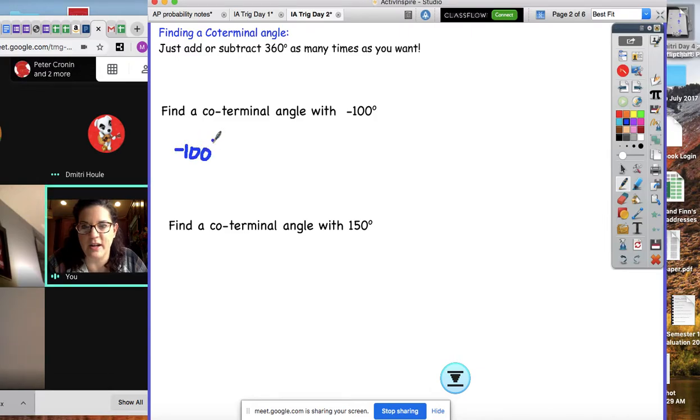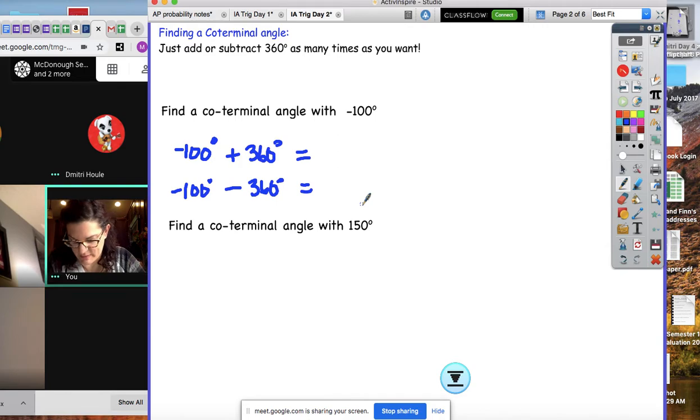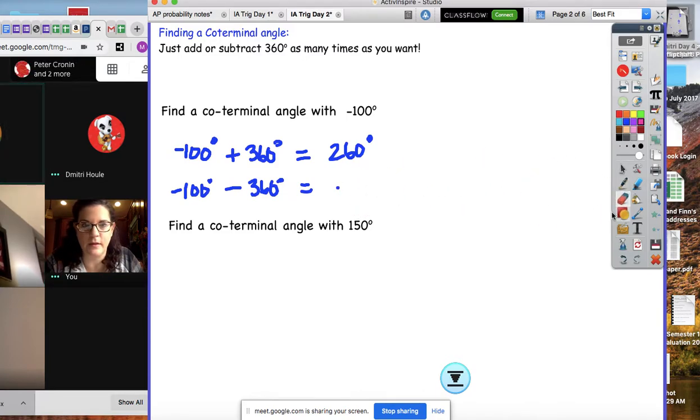If I'm told to find a coterminal angle, I can add 360 degrees, or I can subtract 360 degrees. Both of those will be coterminal angles. They'll end up in the same spot. So if I add 360 degrees, I'll get 260. If I subtract 360 degrees, then I'll get negative 460.